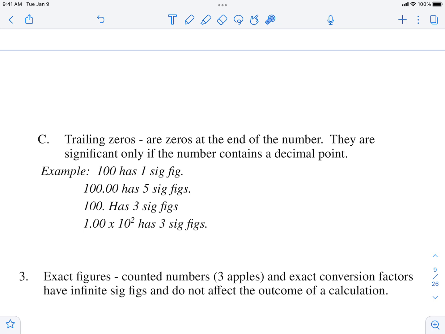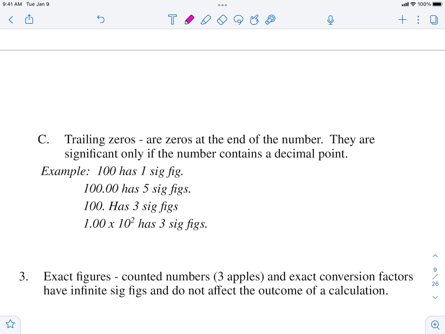Now I need to mention that when you write scientific notation, the 10 squared here is not part of the measurement. The 10 in scientific notation is also giving you a sense of scale, how big or how small something is, but it's not part of the measurement, so you ignore it when you're counting sig figs.